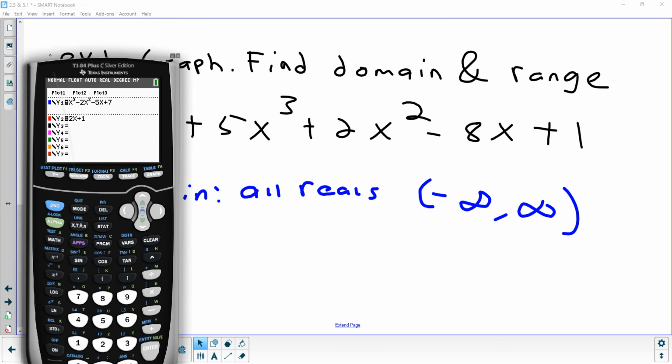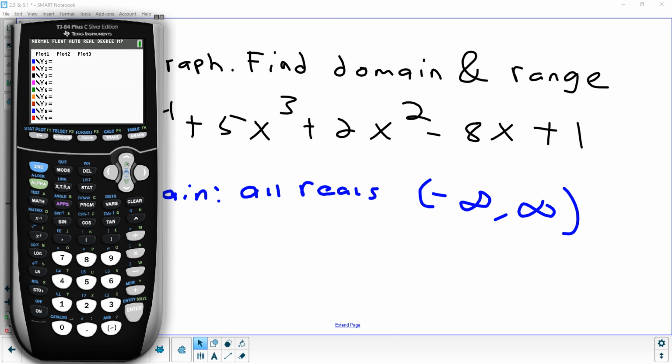Now, let's graph it. And that's going to help us find the range. So x to the fourth plus 5x cubed plus 2x squared minus 8x plus 1. I'll do zoom 6. I think we might have to adjust it. Yeah. We're close. We just got to set the y min a little bit lower. I would try maybe negative 15. It doesn't look like it's that much lower. You just want to be able to see the important things on the screen. Perfect.